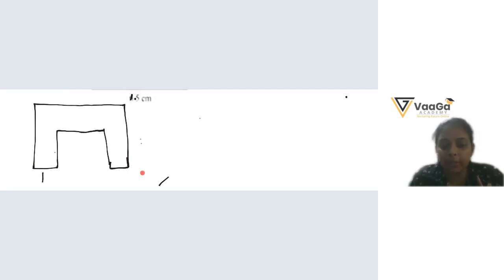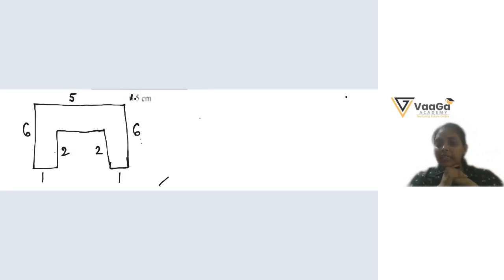Right. This is 1 centimeter. This is 1 centimeter. This is 5 centimeters. This is 6 centimeters and this is 6 centimeters. First, we'll calculate the perimeter. Do I have any missing side? This is also 2 centimeters. So that is easy.